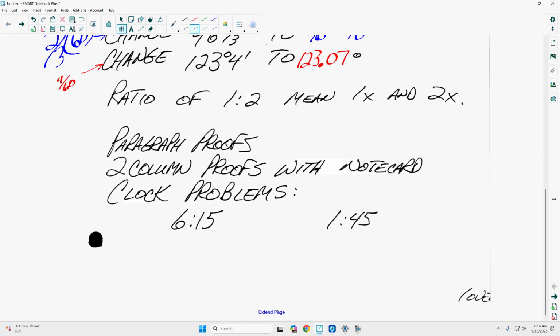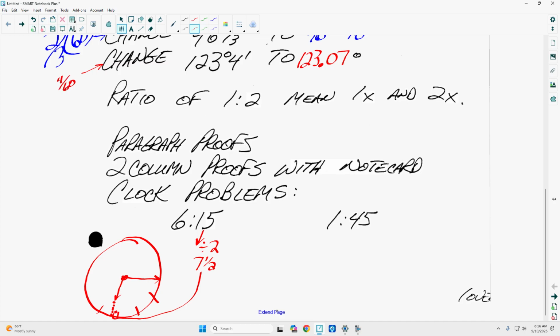Okay. 2-column proof with the note card. I think there'll probably be 2 of them. Clock problems, remember all you do is divide this by 2 and get 7.5. But then you've got to draw it. 615, it's right there. That's 4, 5, 6, 7. So then this one really hasn't moved that much, has it? So that 7.5 goes right there.